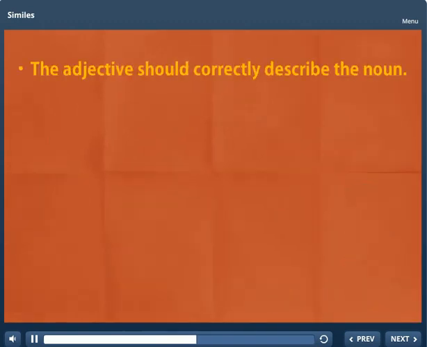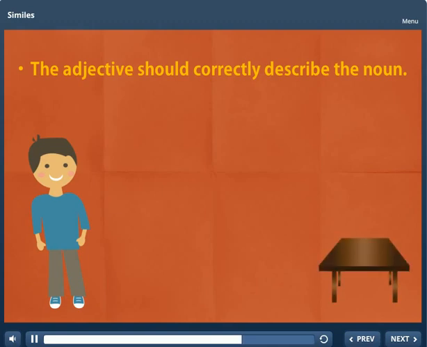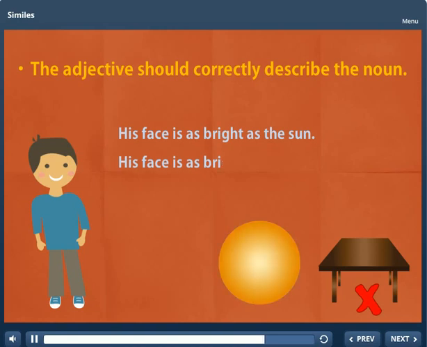As in the example above, we have to be sure that the adjective in the first part of the simile can appropriately be linked to the second part of the simile. For example, if we are describing Shehroz, it would make no sense if I said, his face is as bright as a table, because tables are not bright. I could say, his face is as bright as the sun, or his face is as bright as the moon, because sun and moon are both very bright. In these cases, the relationship between the adjective bright and the nouns sun and moon is as clear as crystal.